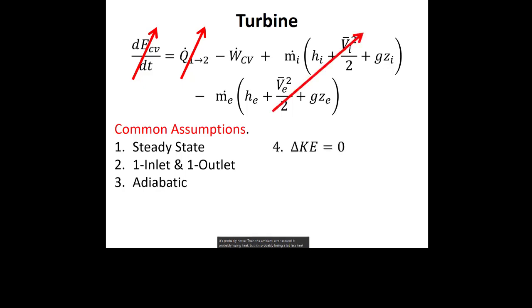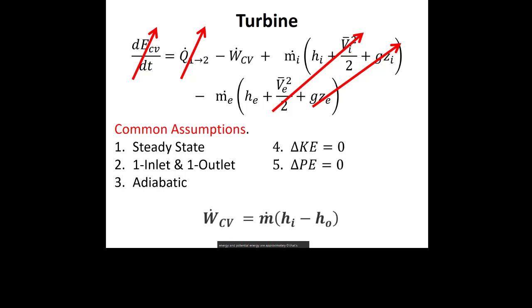We're going to say that the changes in kinetic energy and potential energy are approximately 0. That's something that we'll test out in the example today. And if we can do that, we see that the power generated by the turbine, W dot, is equal to the mass flow rate times H in minus H out. All right, so again, we started with the big equation, but because we can make a bunch of assumptions, we get a much simpler version of the equation.